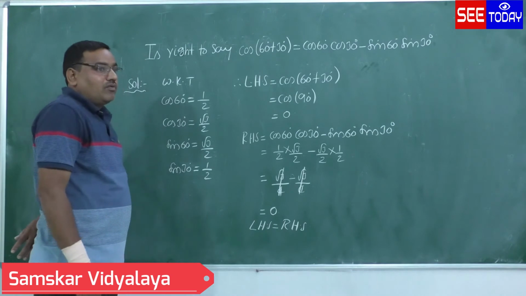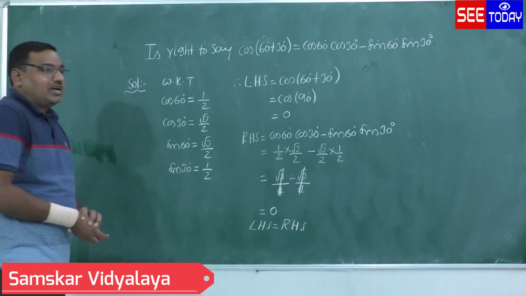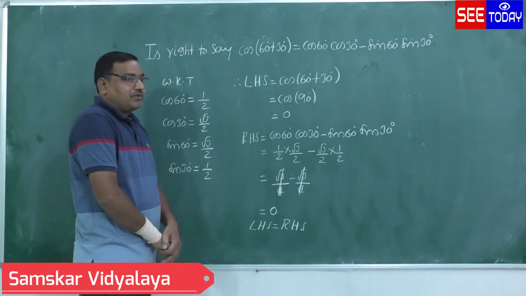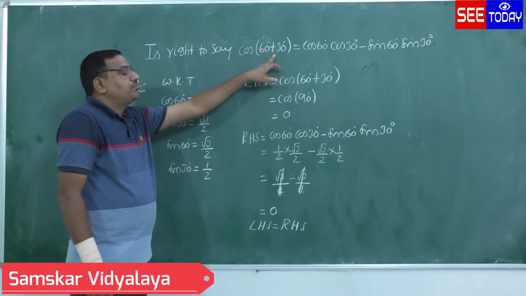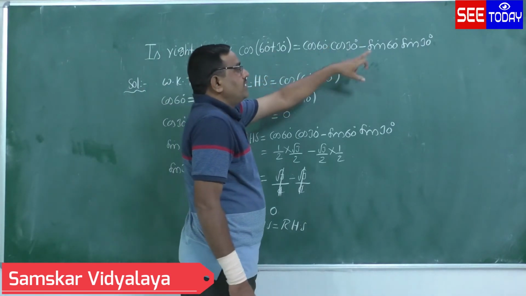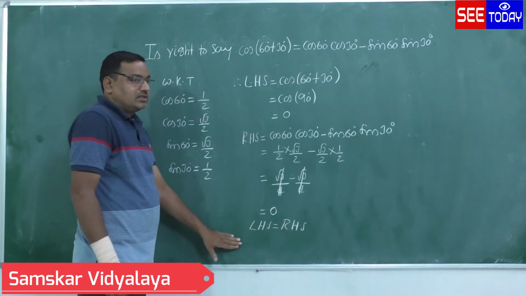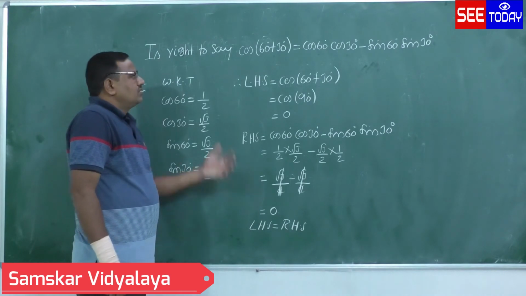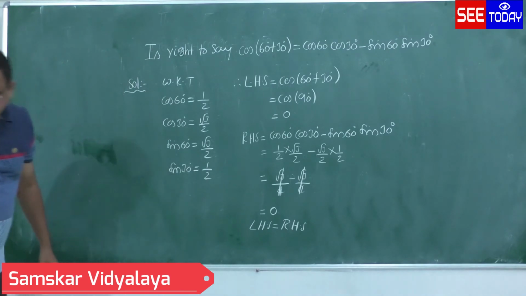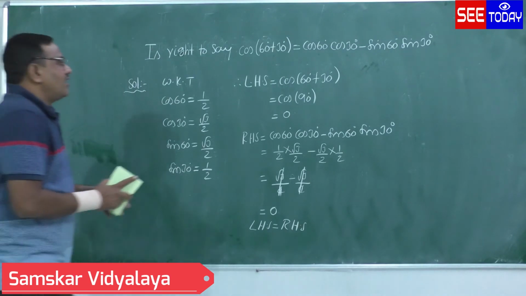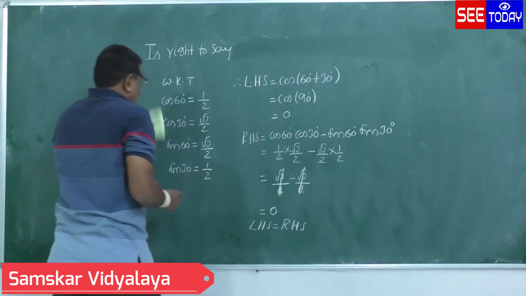He may ask a question, how did he ask? Justify your answer. How do you justify for this one? By this we can say cos of A plus B is equal to cos A cos B minus sin A sin B. That is LHS is equal to RHS. That is your justification. Similarly, you may ask sin of A plus B. One more problem he has given, better. Sin 60 plus 30. Sin of A plus B is equal to, he has given in the next problem. Let us see.